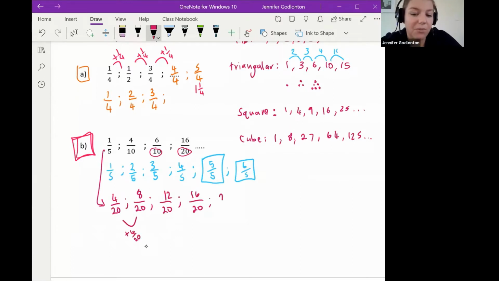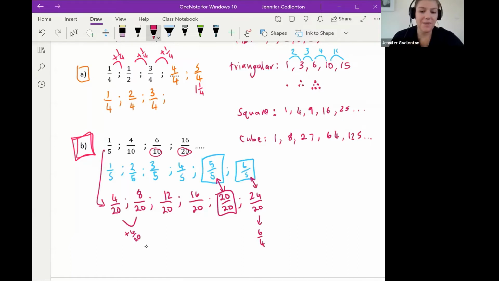Which means my next number would be 20 over 20. And 20 over 20 is exactly the same as 5 over 5 because they both equal 1. And then my next number would be 24 over 20, which would simplify down to 6 over 5. So those are exactly the same. So it doesn't matter which one you use, you would get to the right answers regardless. The most important thing to take away from this is when we're dealing with fractions, try and get them to have a common denominator so that we can see what the constant difference is.